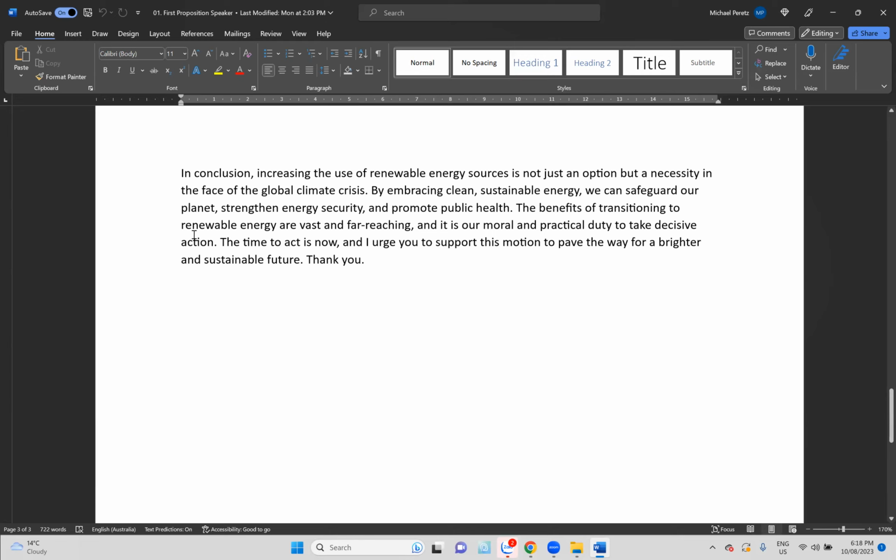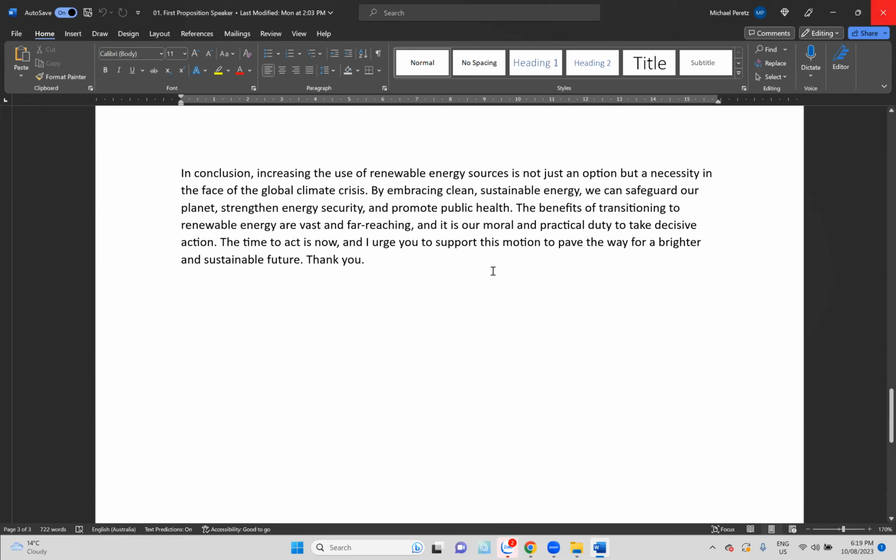The benefits of transitioning to renewable energy are vast and far-reaching, and it is our moral and practical duty to take decisive action. So again, there's way more good points than bad points for doing this, and we need to do this. It's our duty as good people to take action and stop this problem. The time to act is now, and I urge you to support this motion to pave the way for a brighter and sustainable future. Thank you. So again, a call to action and trying to get the audience and the judges on our side.